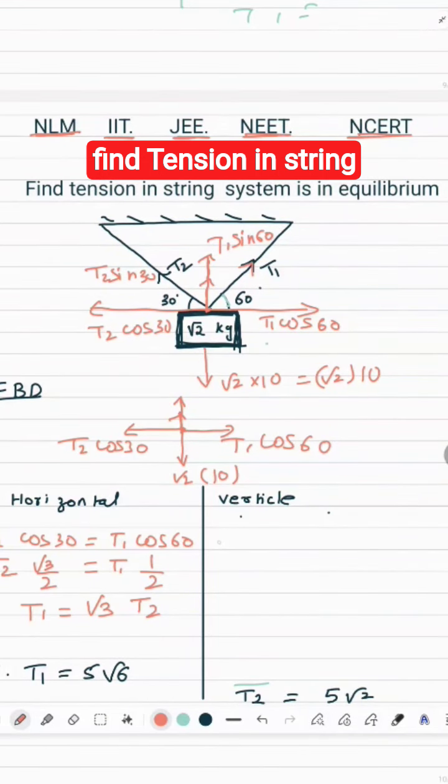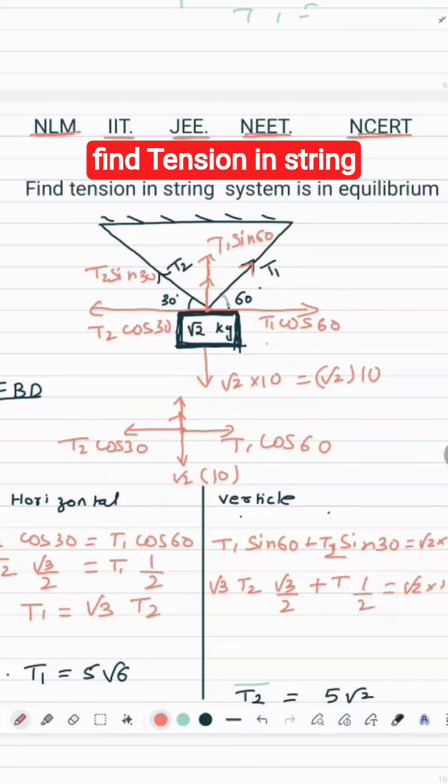Now upside, what are the forces? T1 sin 60 plus T2 sin 30. And that should be equal to the downward force, that is root 2 into 10. Right? Now what is the value of T1? T1 is root 3 T2. So root 3 T2, and what is sin 60? Sin 60 is root 3 by 2, plus T2. So T2 sin 30 is what? 1 by 2, is equal to root 2 into 10.